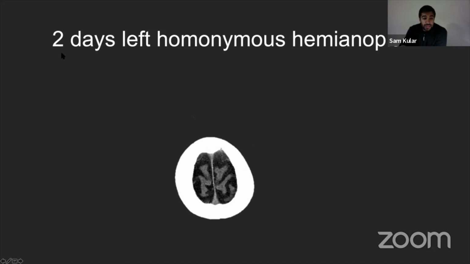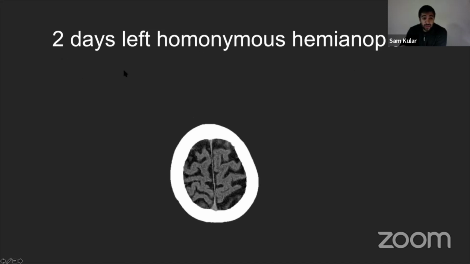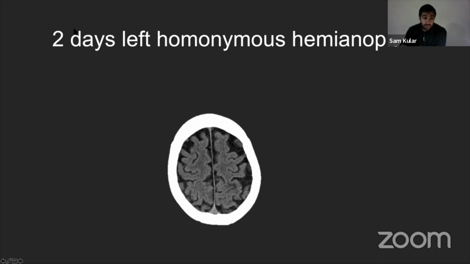What I would be thinking if I saw a history of 2 days of left homonymous hemianopia, so we can tell a lot from this history already. So 2 days means that the patient has had symptoms for not just a very acute period of time, it's a reasonable amount of time. So any changes that may have occurred would be more obvious now after 2 days than they would be if they had it for 2 hours.